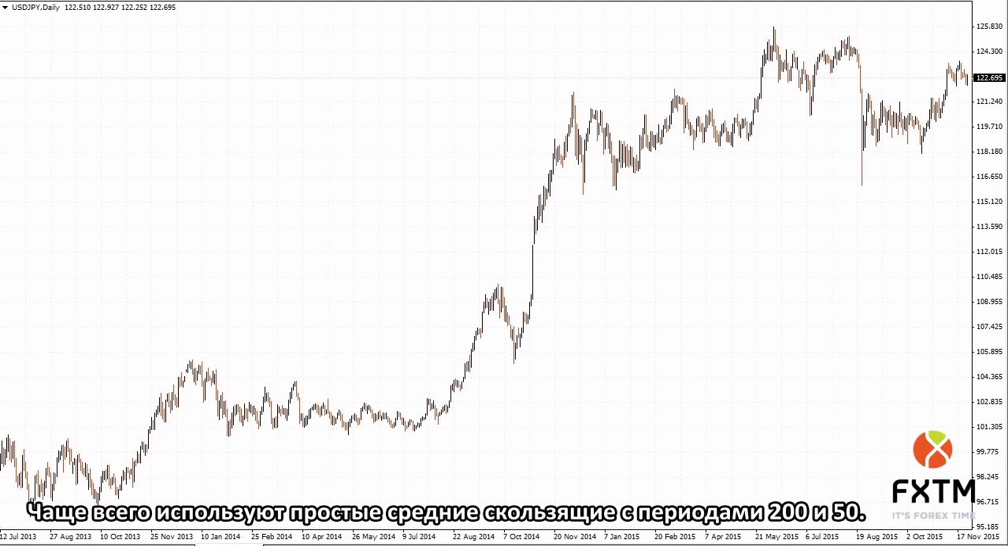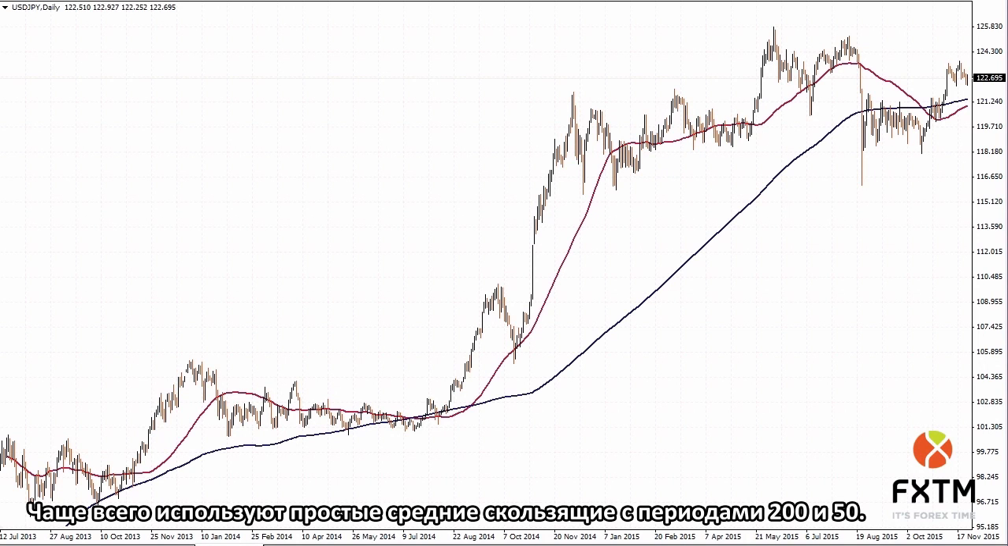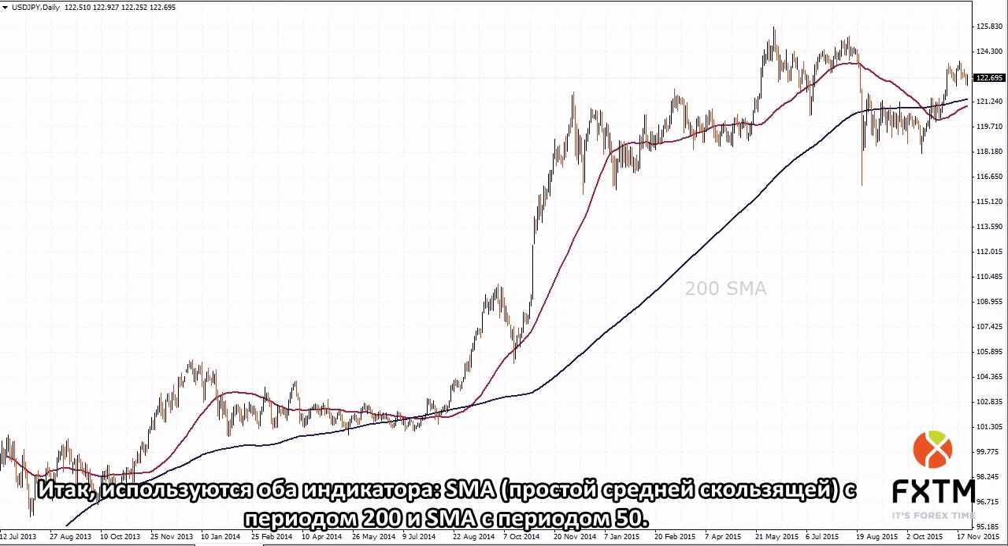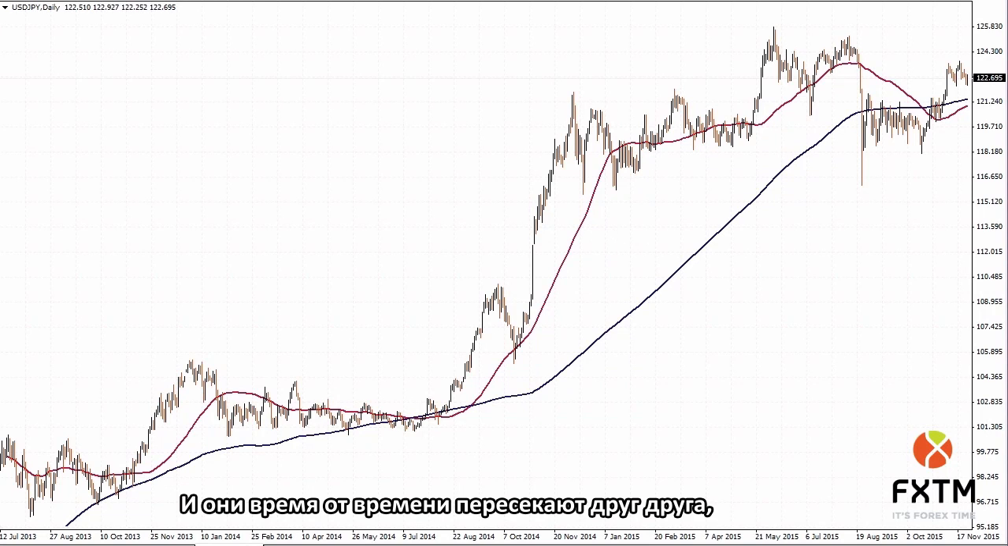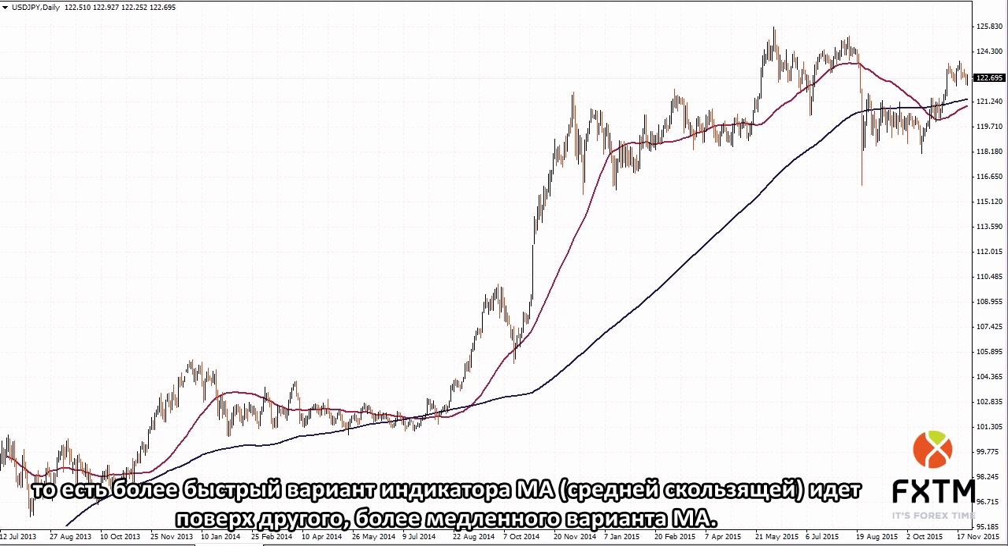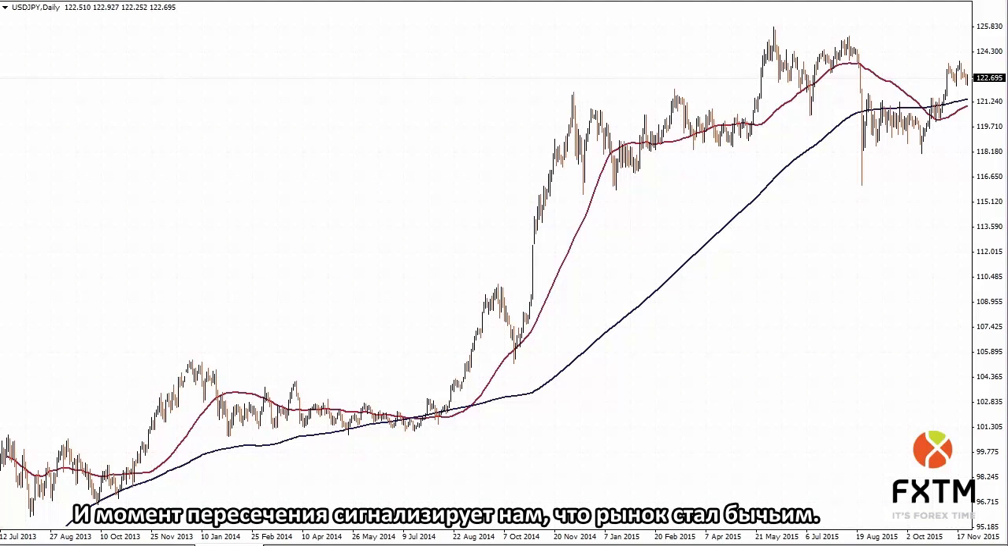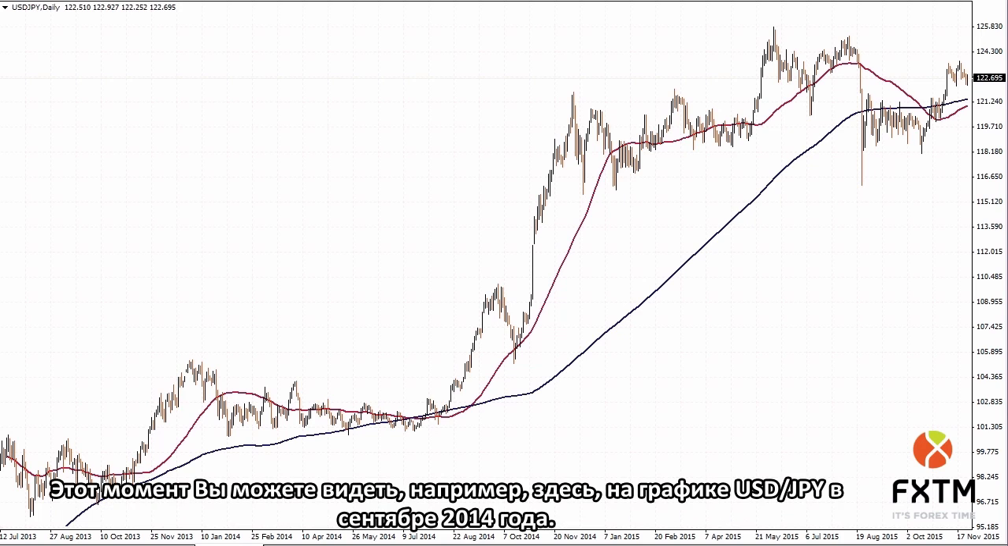A common setup for this would be a 200 and a 50 period simple moving average, so using both a 200 period simple moving average and a 50 period simple moving average applied together. Now, as these crisscross each other, as the faster moving average crosses above the slower moving average, they would look at that as a line in the sand, if you will, for where the market has become bullish. You can see that here, for example, in September of 2014 on the dollar-yen pair.